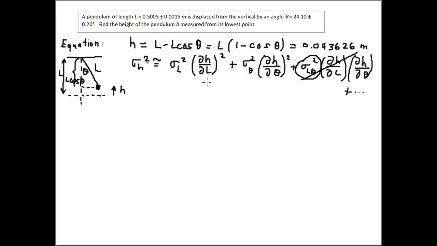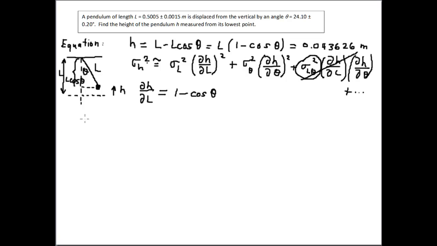So let's go ahead now. The next step will be to find these partial derivatives because we have to substitute into the equation. So that's why it was important to find the equation for h. So the partial of h with respect to L, that's pretty easy because the L only appears here once. And so that dh dL will just be 1 minus cosine theta. And we will be able to substitute in the value for that. And then, of course, it has to be squared.